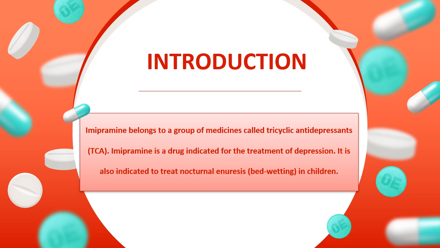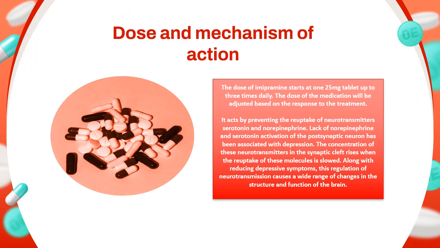First of all, introduction. Imipramine belongs to a group of medicines called tricyclic antidepressants. Imipramine is a drug indicated for the treatment of depression. It is also indicated to treat nocturnal enuresis, bedwetting in children.